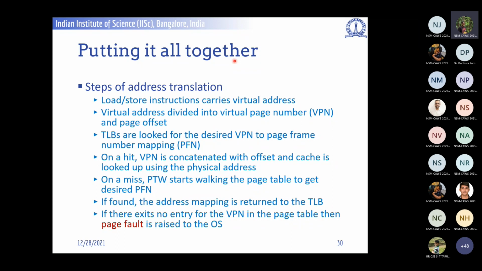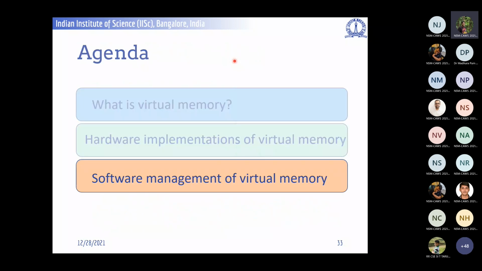So we'll see next the role that the operating system, the software part of it, plays to manage the virtual address space. That will make it clear why this page fault comes and so on. Okay. So far we have looked into the hardware implementation and the role of the hardware in virtual memory management. Now we'll look into the software management of virtual memory, or the role that the software plays.